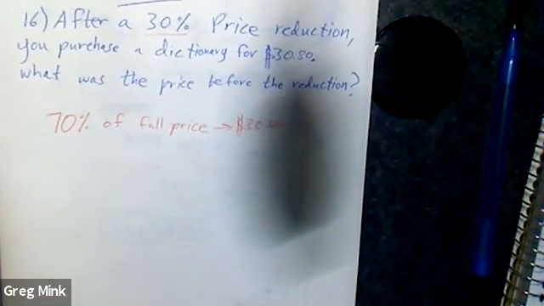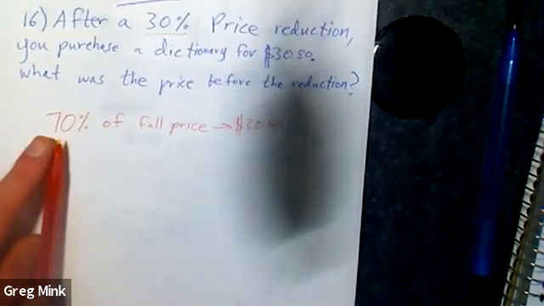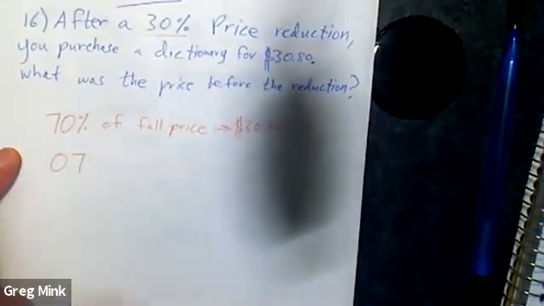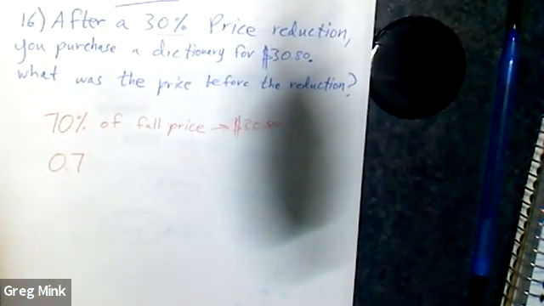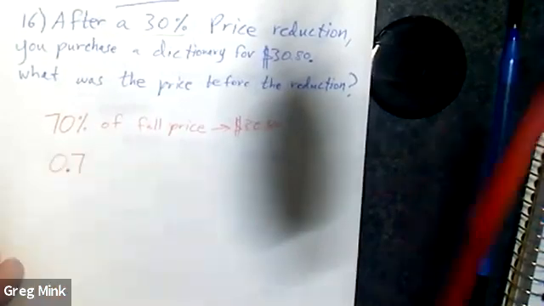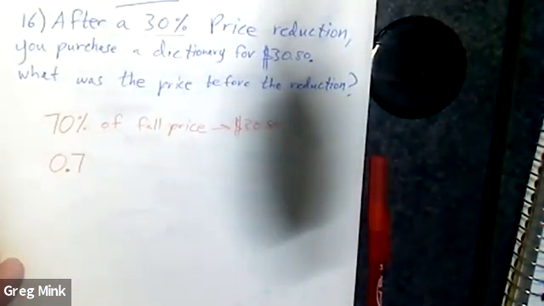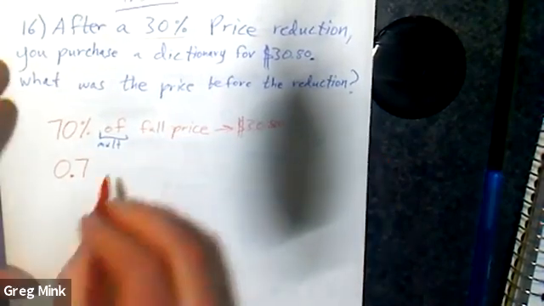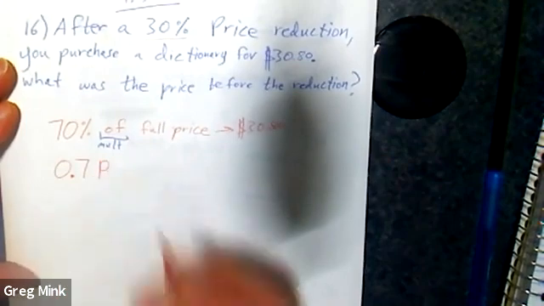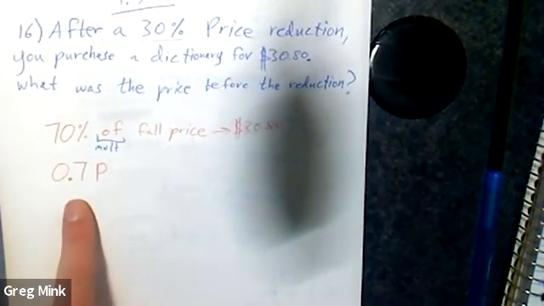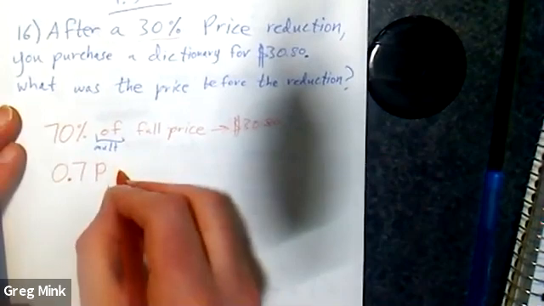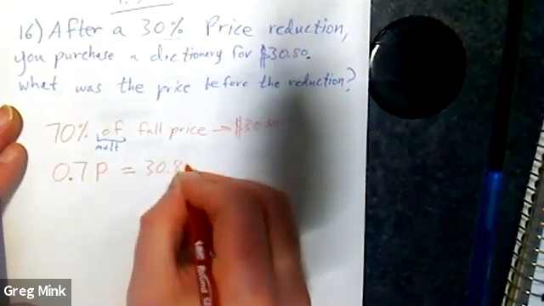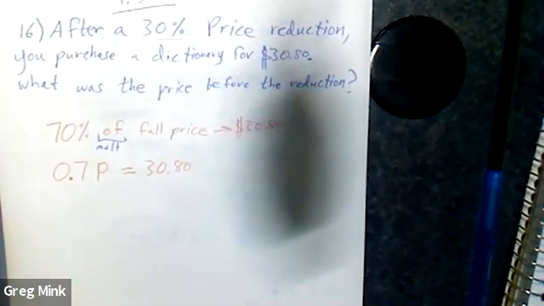Now that I've realized that, I want to put that into equation form. If you remember, 70% we have to write as a decimal, so 0.7 of full price. Well, what does of mean? Of is one of those math words that means to multiply. So I'll call the full price P. So I have 0.7P. 70% of the full price is $30.80. So what does is mean? That's equals. That's equal to $30.80.